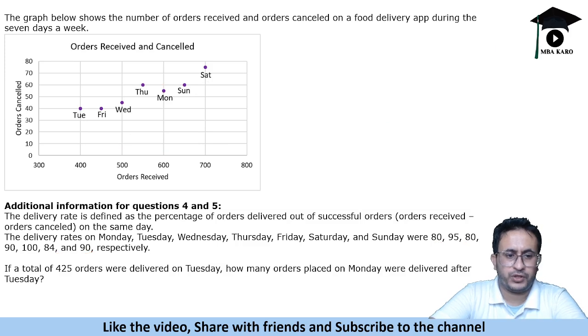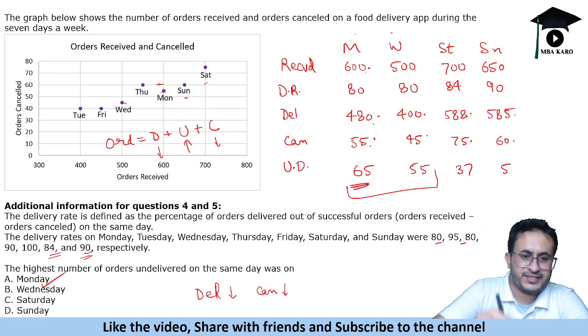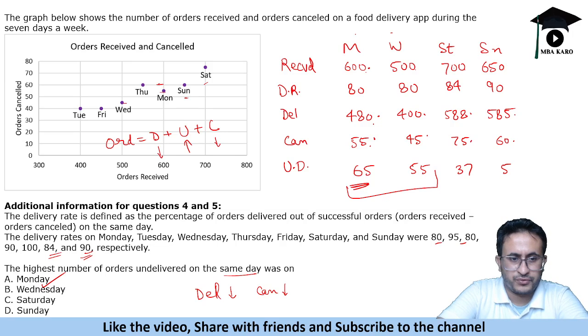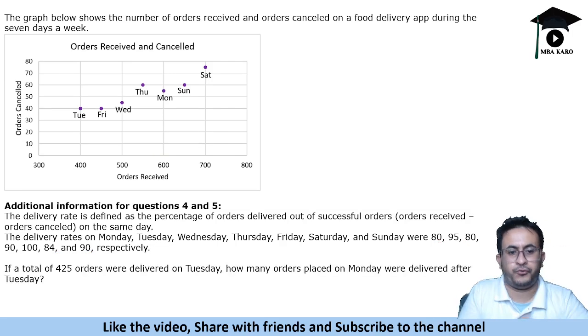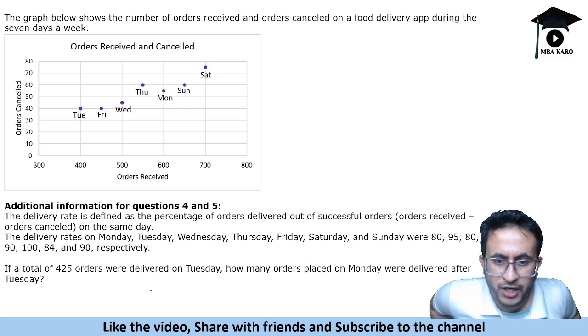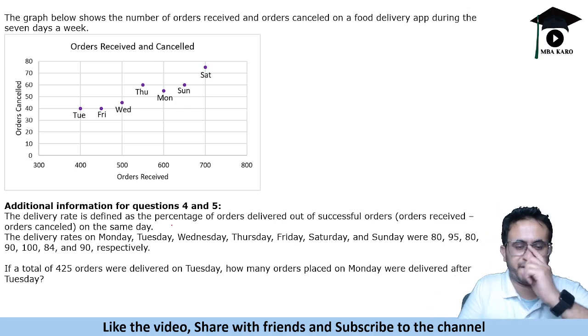If a total of 425 orders were delivered on Tuesday, how many orders placed on Monday were delivered after Tuesday? So in this question you need to understand that the orders not delivered on the same day can be delivered on the next day also. Okay, so 425 orders were delivered on Tuesday. How many orders placed on Monday were delivered after Tuesday?